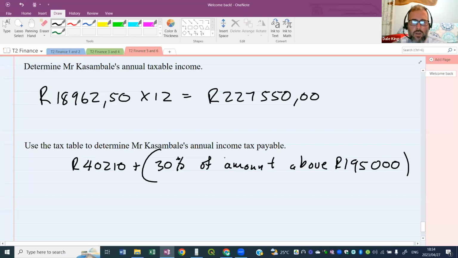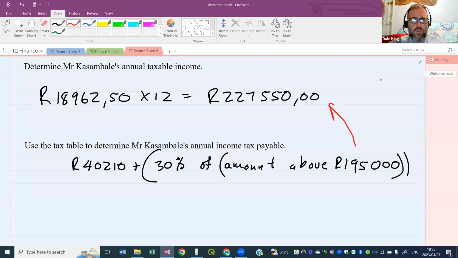Well, I'm going to put another bracket here. So we're breaking this up into chunks. You're going to pay 30% of the amount that you are above 195,000 Rand. Now, if we look back at Mr. Kasambale's value, he's above 195,000 by a certain amount. We need to know what that amount is and then multiply it by 30%. Once we've done that, we're going to add it on to the 40,210. Now, let me do it first, and you're going to see.